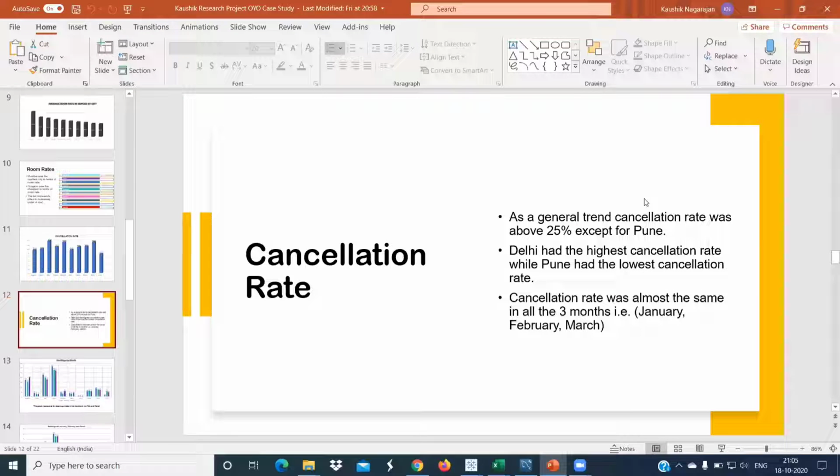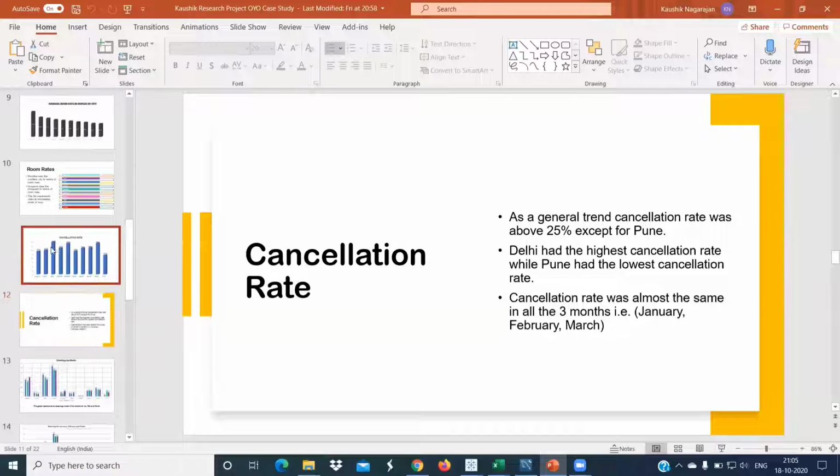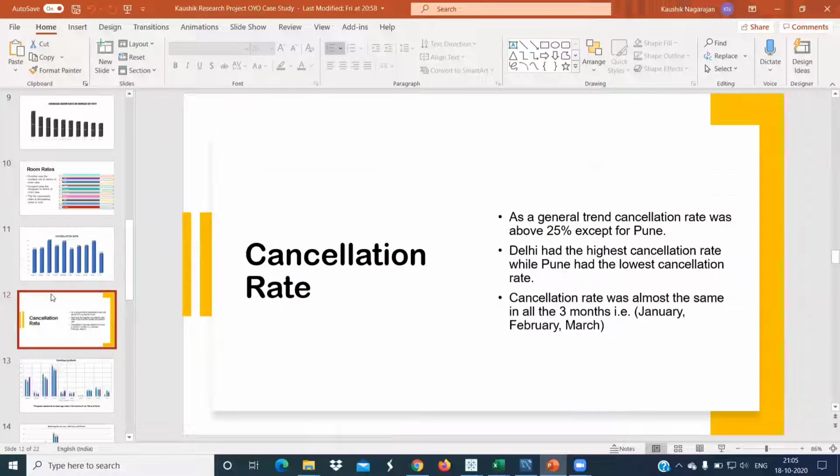Discussing the nature of cancellation rate. As a general trend, cancellation rate was about 25% in all the cities except for Pune, which is quite evident from this graph. Delhi had the highest cancellation rate, while Pune had the lowest one. Cancellation rate was almost the same in all the 3 months, that is January, February, and March, which is why I have not drawn a bar graph or any other visualization chart to represent the cancellation rate by months.